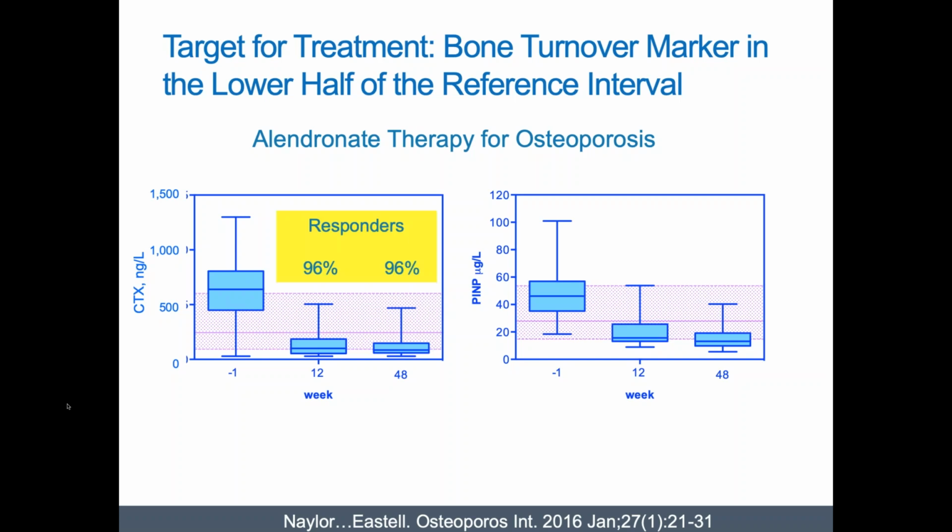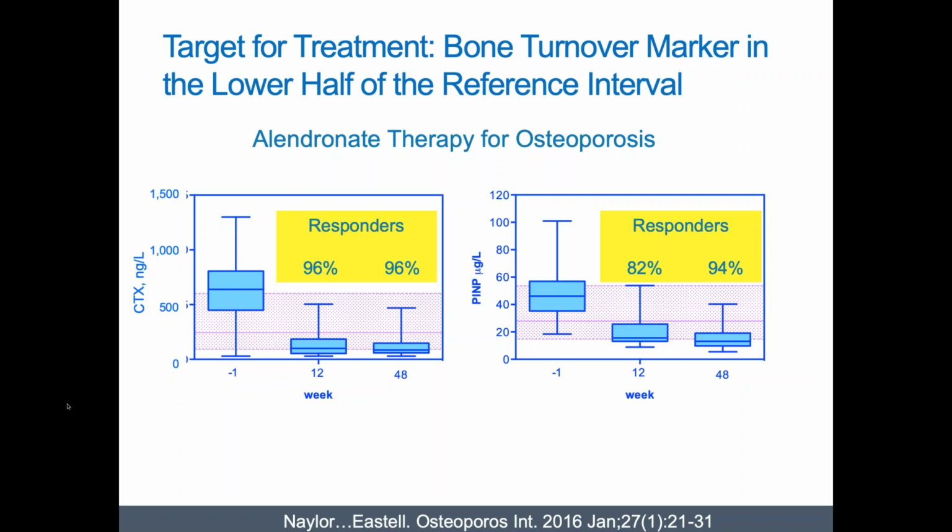So if we use this way to identify responders, with the CTX, about 96% of women are below that threshold of 280 for CTX, and for the P1NP, the threshold, which is about 35 or thereabouts, more than 80% were responders. So this is an alternative method for getting the target.